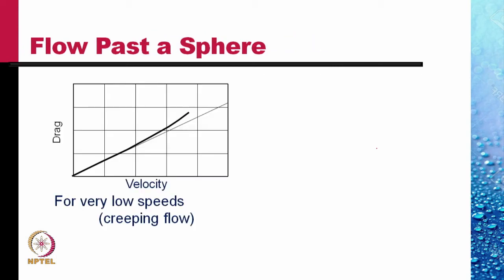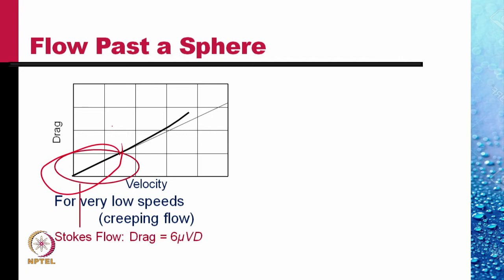In this picture, we have plotted velocity versus drag starting from very low velocities. At very low velocities, so low that the Reynolds number is less than 1, we see that the drag is linearly proportional to velocity. This is the regime of flow that you studied in your high school. You had studied the formula, Stokes formula. The drag is 6 mu Vd. This 6 mu Vd is applicable only in this very narrow range of Reynolds number less than 1.